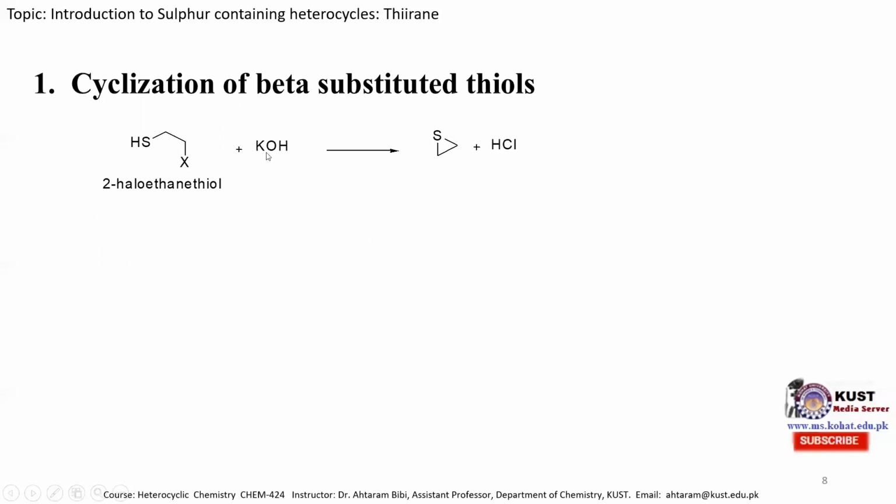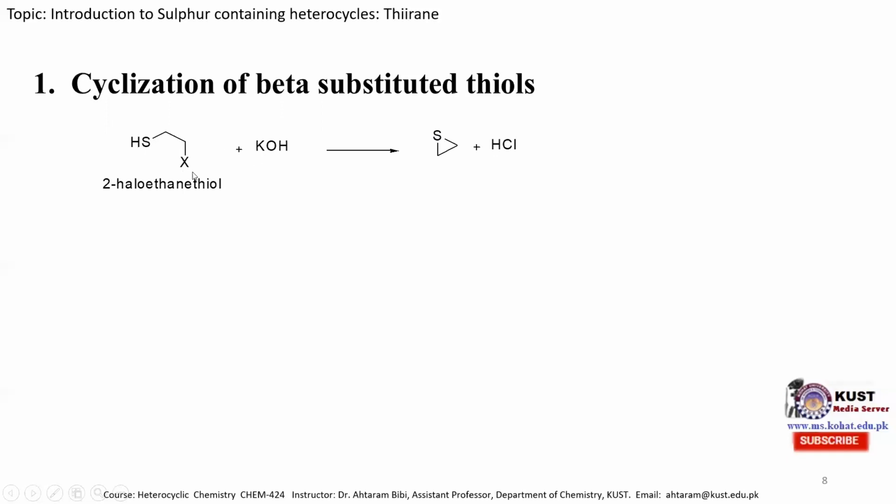So in this case, potassium hydroxide is a base. It can take this hydrogen atom, and the sulfur carrying negative charge attacks on this carbon atom, eliminating the halide ion, which takes this hydrogen atom from the water molecule and is released in the form of hydrogen halide, and the styrene molecule is obtained. So this is a simple reaction for the synthesis of styrene molecule. If it is a halogen, then we use potassium hydroxide.